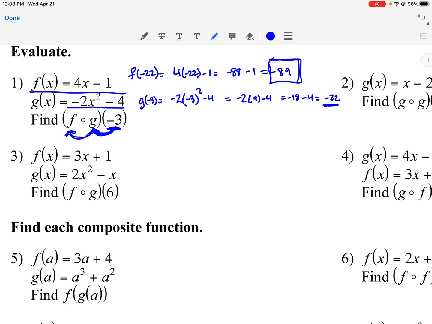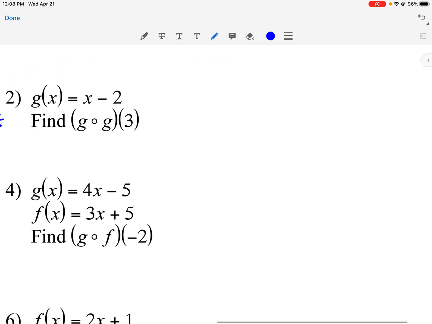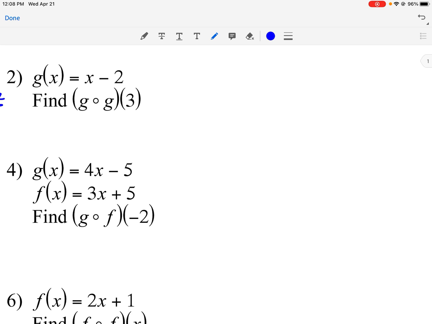Let's try this next one, and then I'll let you practice the other ones on your own. g of g of 3. So you take 3 and you plug it into g. So let's figure out g of 3, which is just 3 minus 2, which is 1. And then you take that answer and plug it into g again.